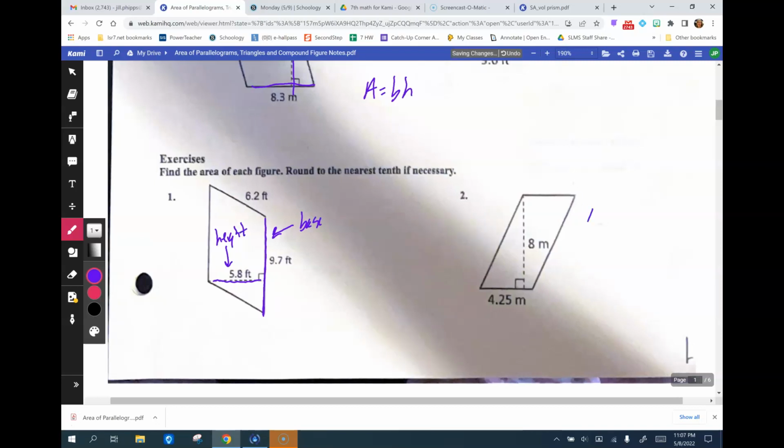Okay, let's try one. So area of this is going to be base times height. So that's 8 times 4.25. We're going to multiply that, and we get 34. And of course, it's area, so it's meters squared. Great.